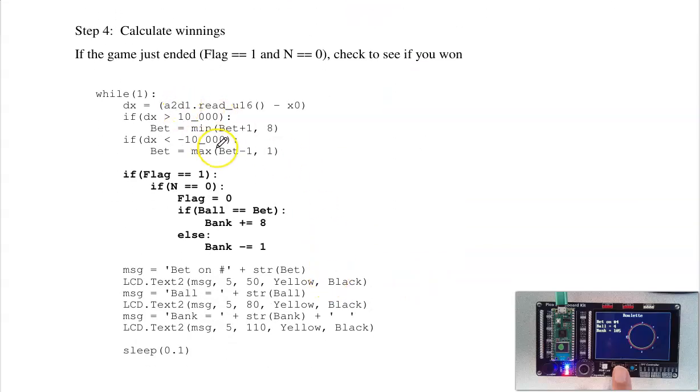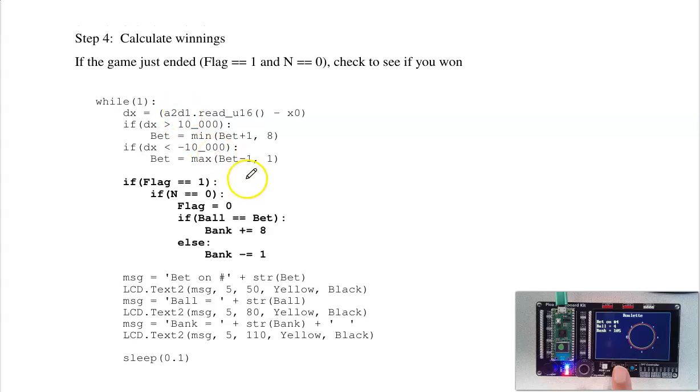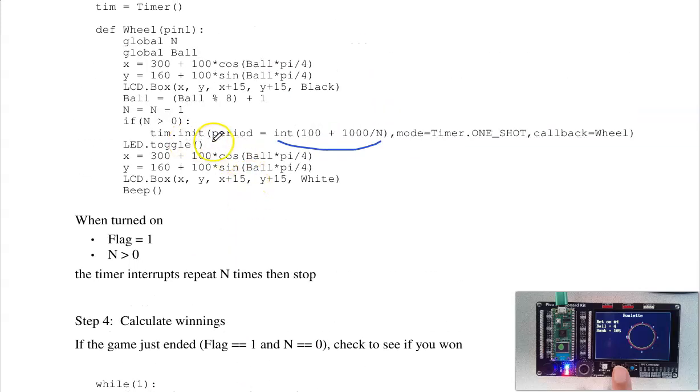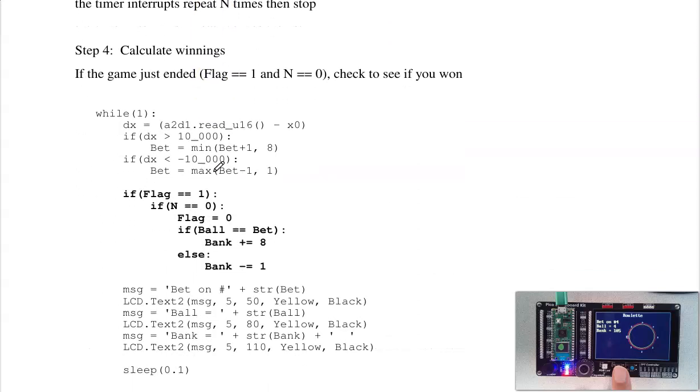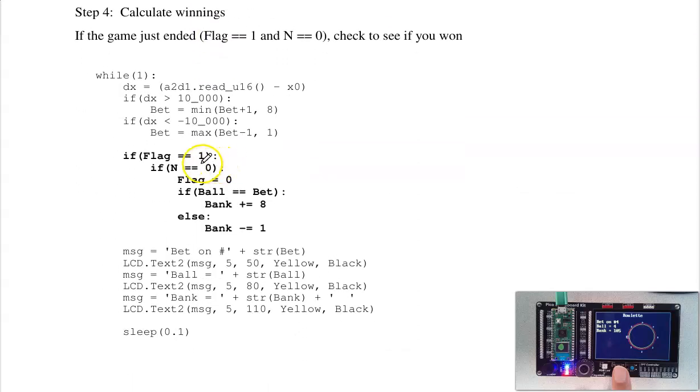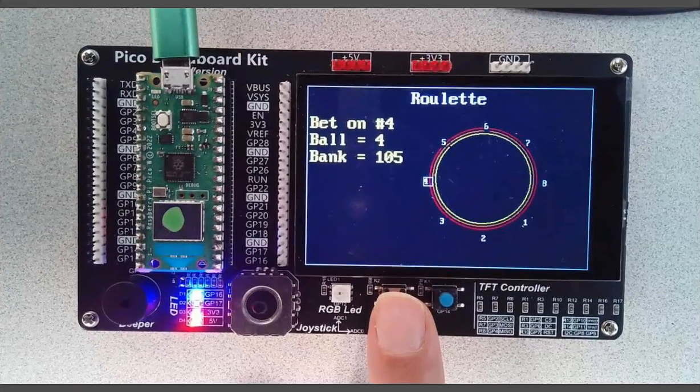Finally, once the game is over, I'll calculate the winnings. Once the game is over, I set a flag. If the flag is set and n is 0, I clear the flag. If I landed on the right number, I increase the bank by 8. Otherwise, I decrease the bank by 1. Display everything. And what she looks like is this.